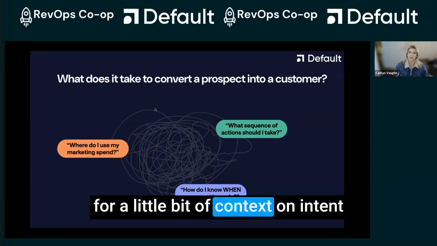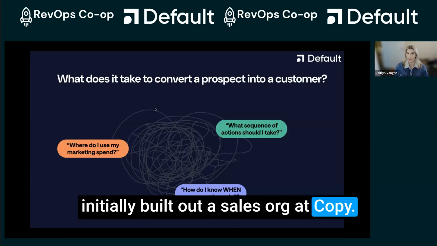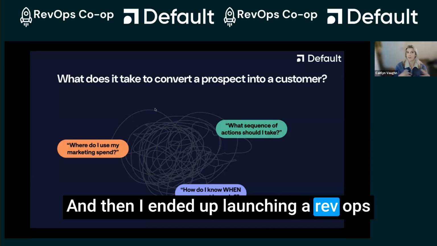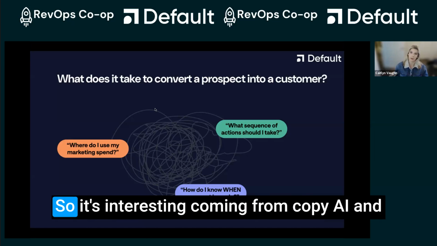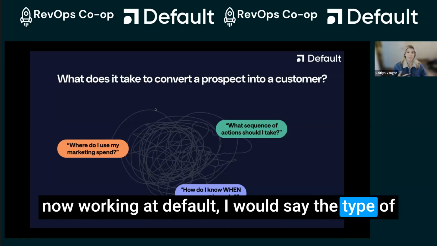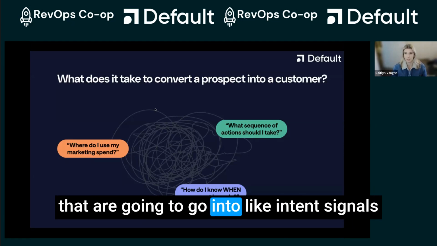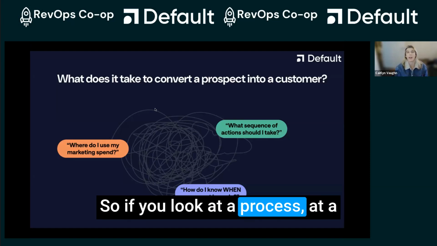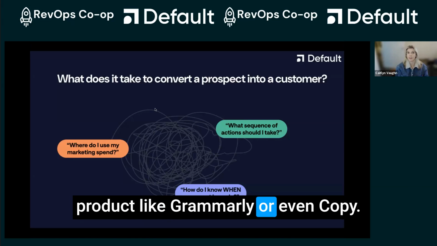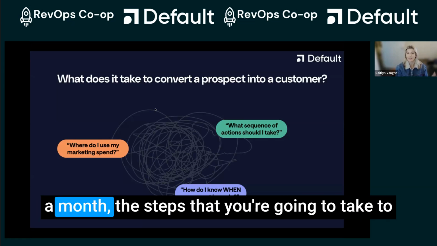For a little context on intent signals and my background, I initially built out a sales org at Copy AI, and then I launched a RevOps AI agency where I built out the architecture for a ton of different startups. So it's interesting coming from Copy AI and now working at Default. I would say the type of product you have and your business model are two of the biggest factors in figuring out the process for intent signals. If you look at a product like Grammarly or even Copy AI, the price of Grammarly, and I haven't checked recently, is $20 a month.